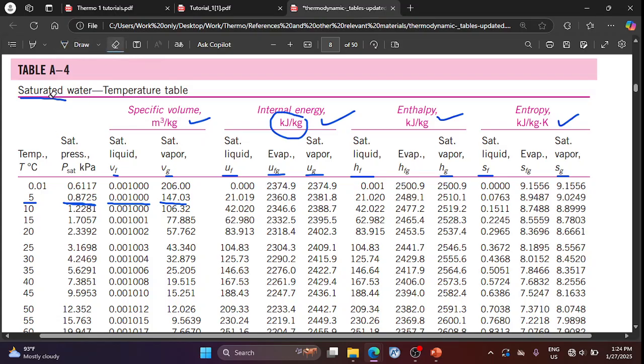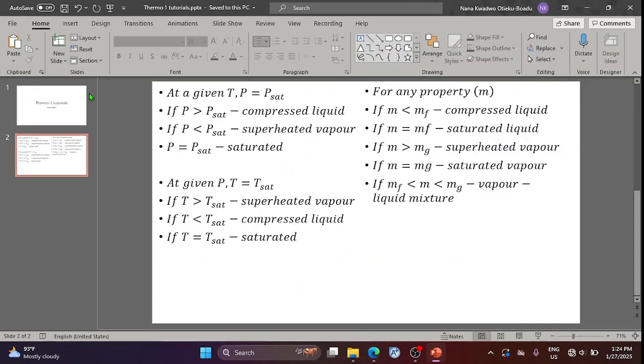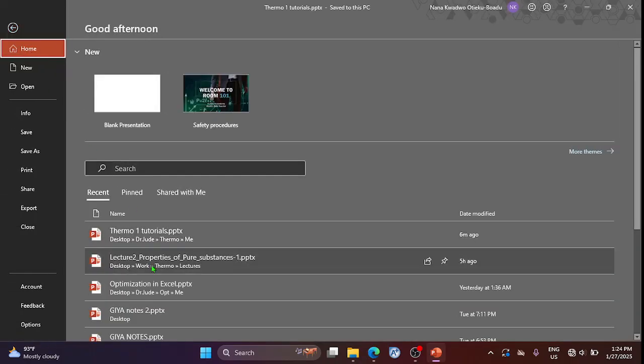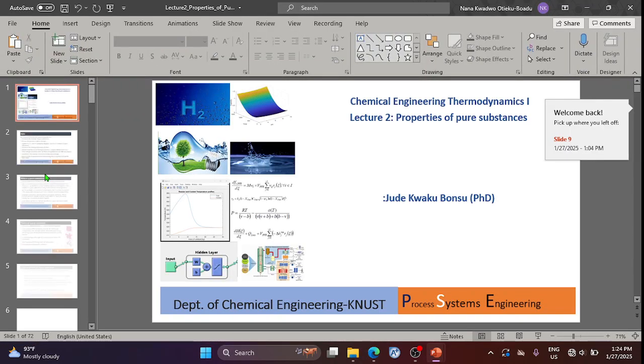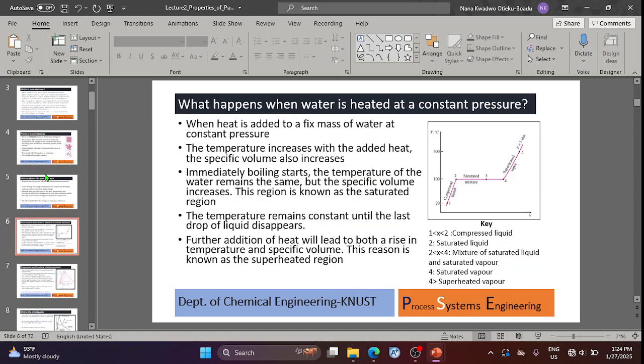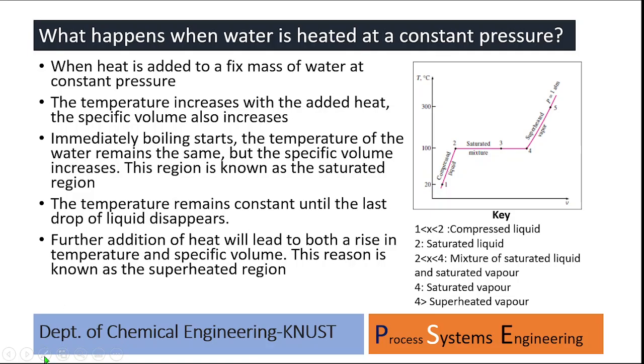They are specific. Now, aside from the saturated part, we said we have the superheated part. Superheated means that you are above the saturation point, right? So let me open these slides and show what I mean by that.